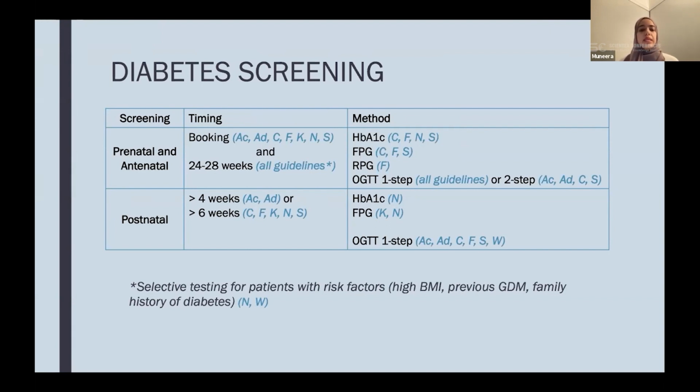Postnatally, we need to screen patients with GDM in case they develop type 2 diabetes mellitus. We do that after 4 or 6 weeks, using the HbA1c or fasting plasma glucose. However, the one-step oral glucose tolerance test is more recommended. NICE and WHO only recommend testing patients with risk factors. They don't recommend screening all patients for GDM.